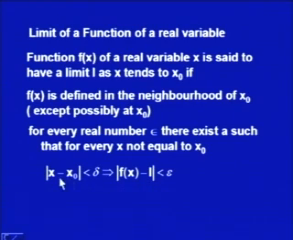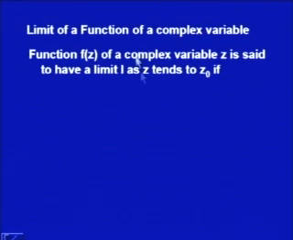So, if we are close to x naught and the distance between x and x naught is delta, then there will be some epsilon and f(x) will be close to L. So, that is the meaning of limit of a function of a real variable. Closeness to x means closeness to L. Now, with this we will go to limit of a function of a complex variable.